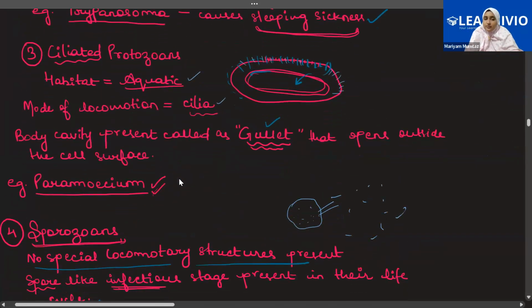Then comes the ciliated protozoan. Now they have cilia all around their body surface and they are aquatic in nature. The mode of locomotion is mostly because of the cilia, and their body has a cavity called the gullet, in which the digestion happens. An example for the ciliated protozoan is paramecium.